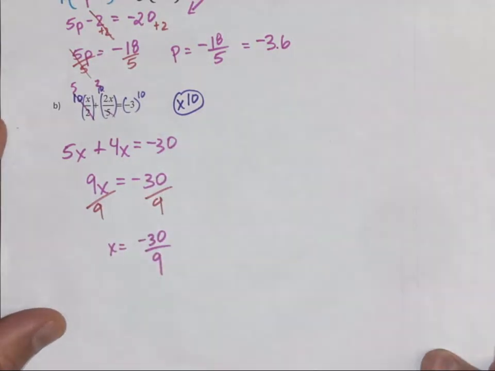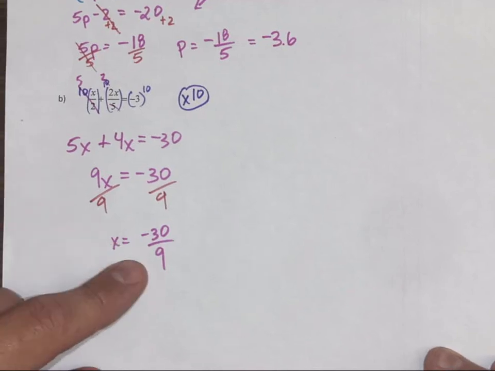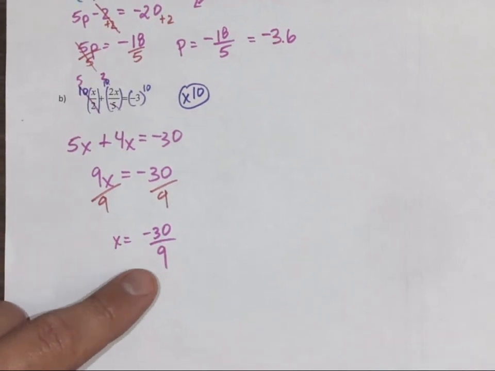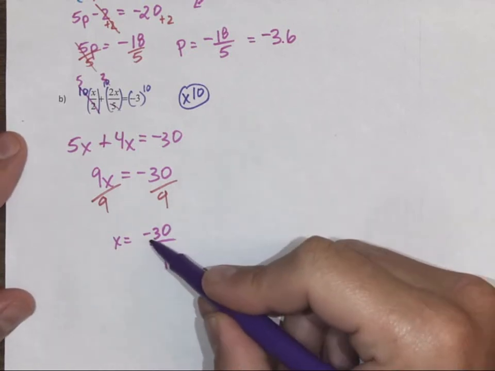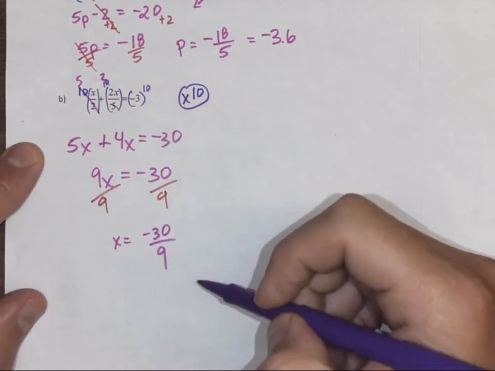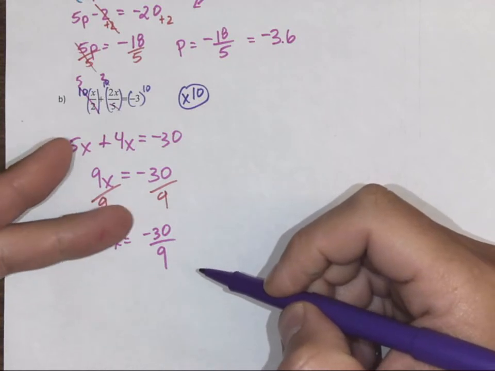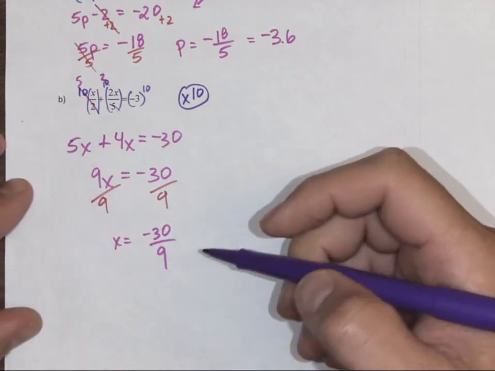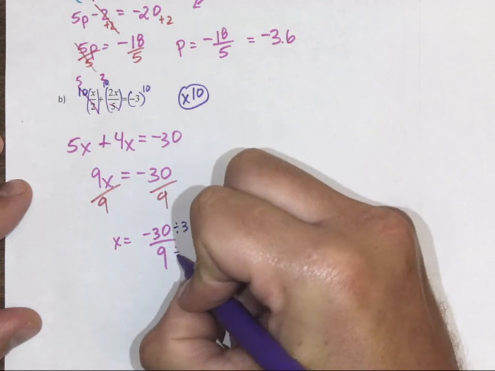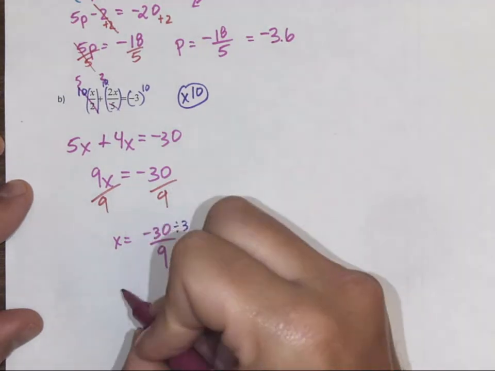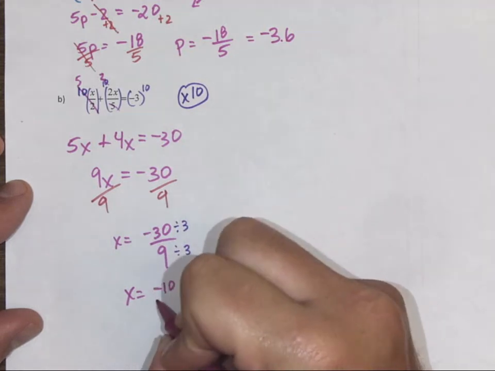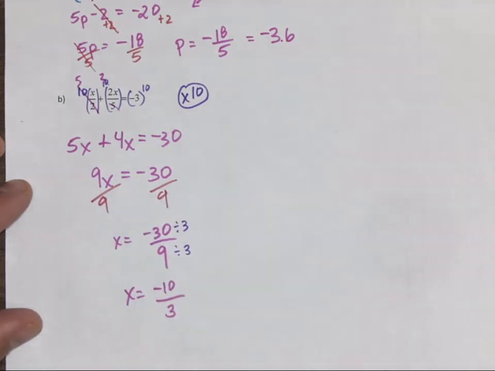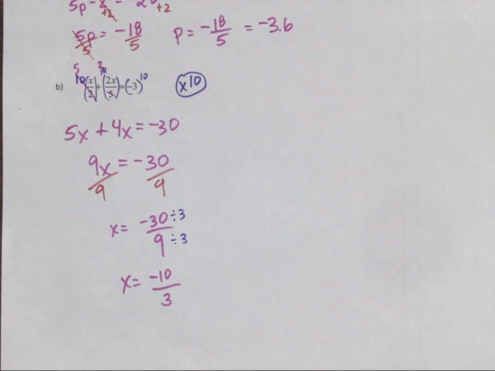Negative 30 over 9. Final answer, done. Although, we're not afraid of fractions, and can I reduce? Well, even and odd, but you might know something about the numbers 30 and 9, so try 1, try 2, oh, can't divide each by 2, try 3, oh, hey, I can divide each of these by 3. Always reduce our fractions. Negative 30 divided by 3 is negative 10, and 9 divided by 3 is 3. Just reduce to the lowest terms possible.